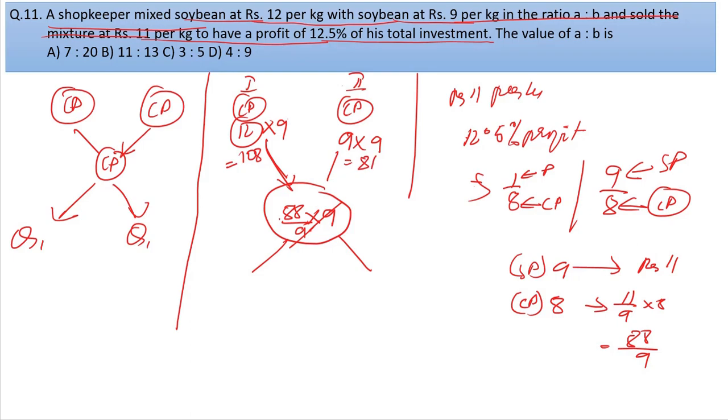Now let us take the difference. 108 minus 88 is 20. And 88 minus 81, we have 7 here. Now the ratio A is to B is 7 is to 20, so option A is the correct answer.